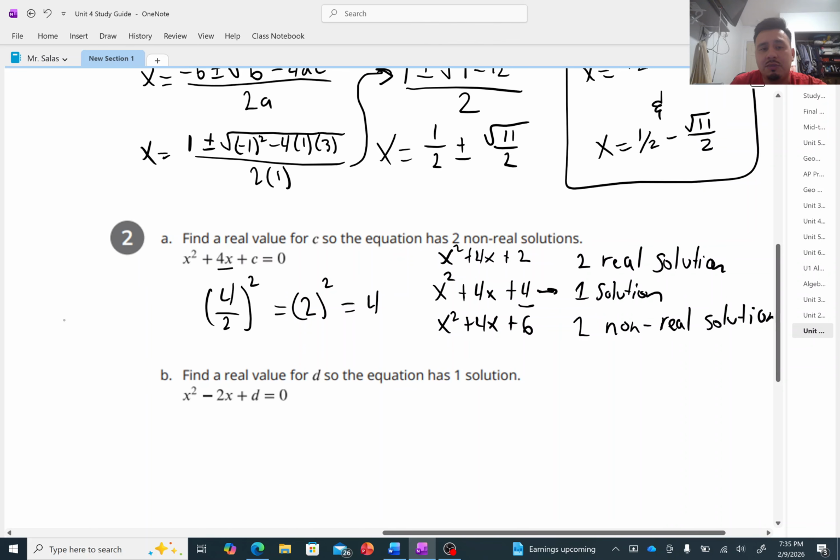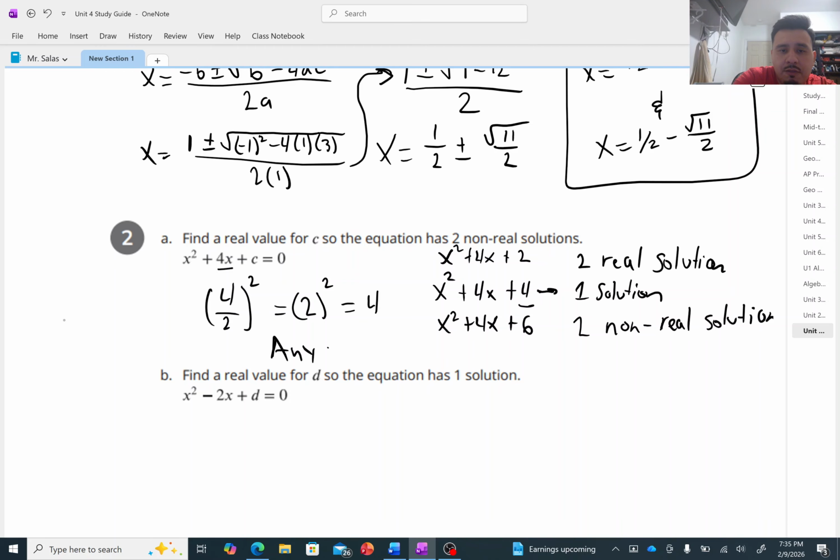So what is my answer to this question? My question is find a real value for C. So I'm just gonna say any value.